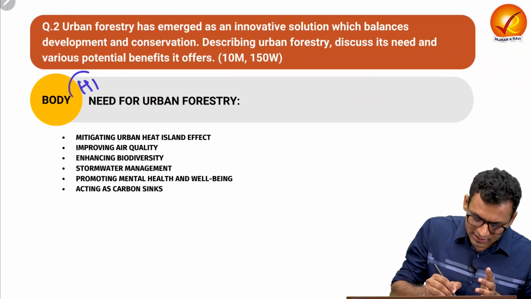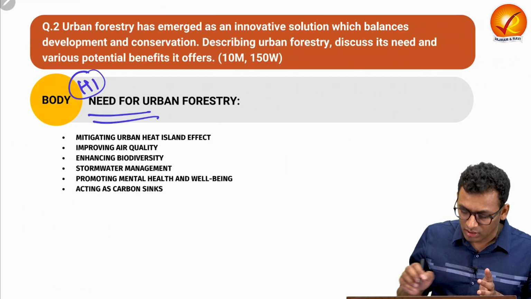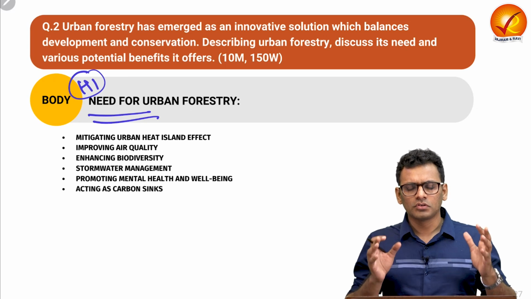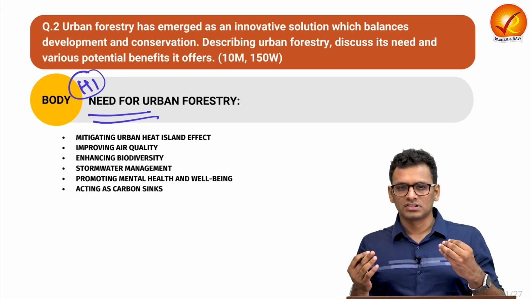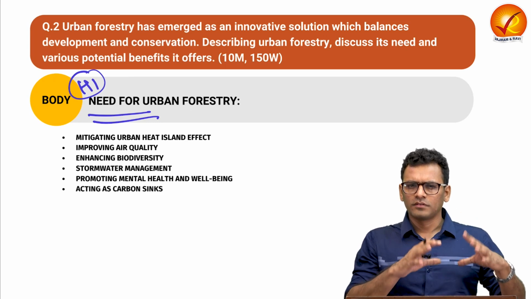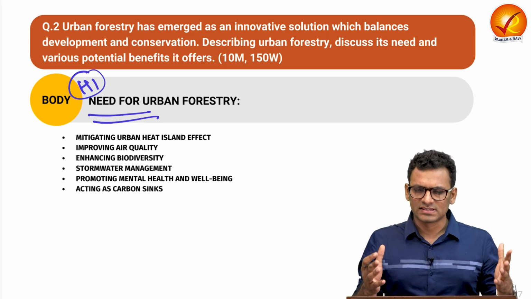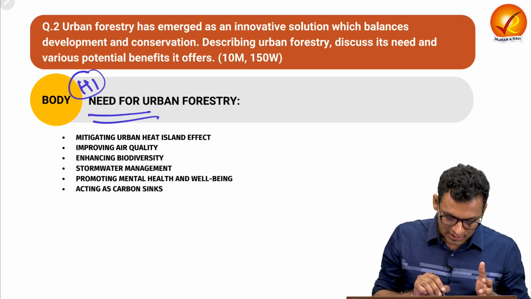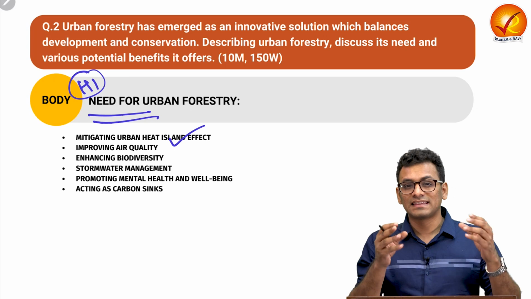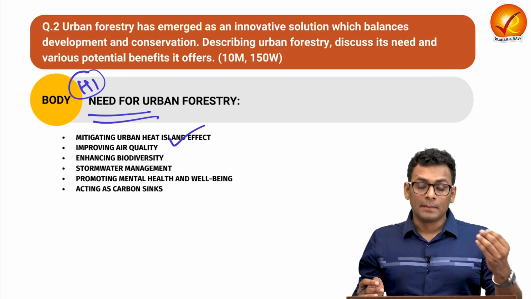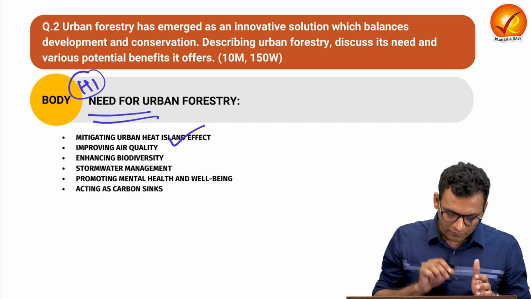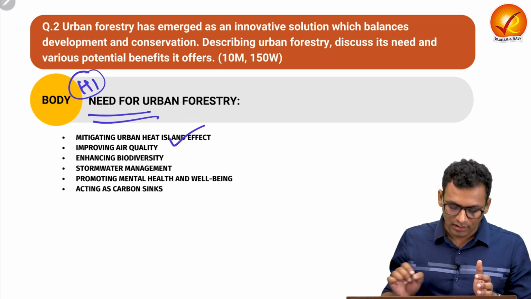In the body, in heading 1, we will talk about the need for urban forestry. Now, just from a commonsensical perspective, why do we even need urban forestry? So you will start with the problems themselves, like what kind of problems we are facing in the urban spaces, like the urban heat island effect. We have seen that we do not have structures which can absorb the excess heat. So that's why we need this kind of forestry structure which can mitigate the urban heat island effect.